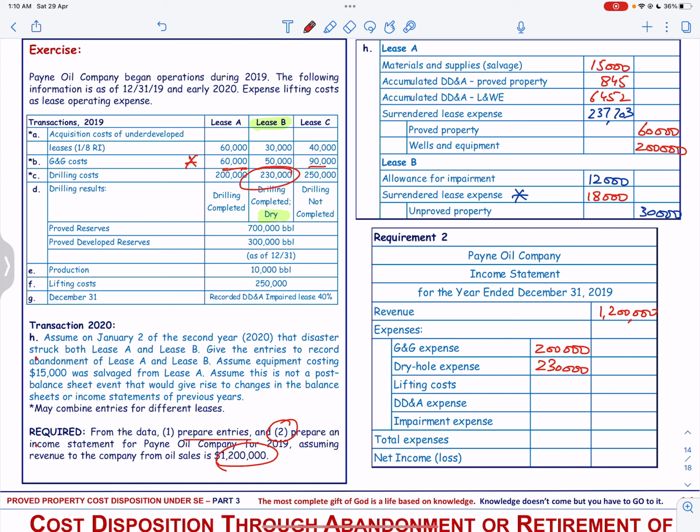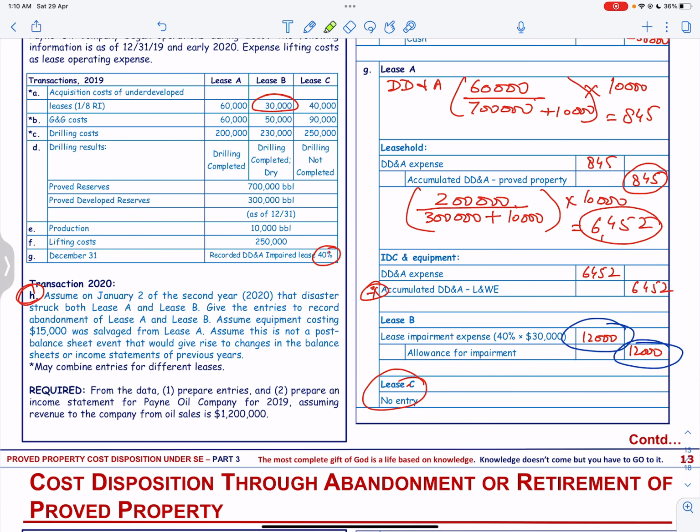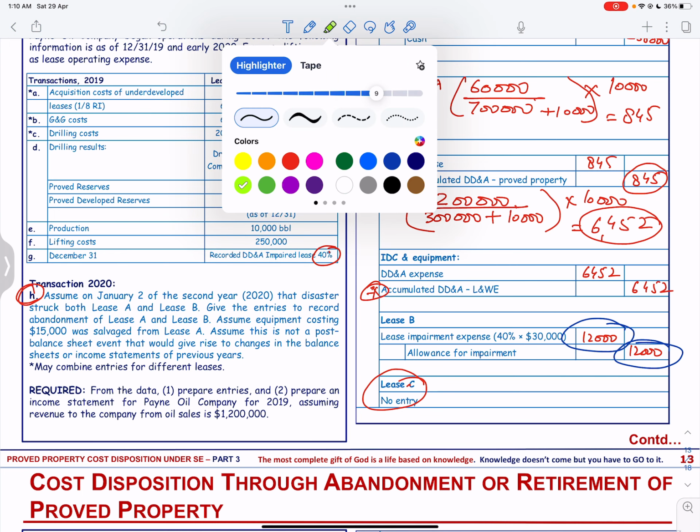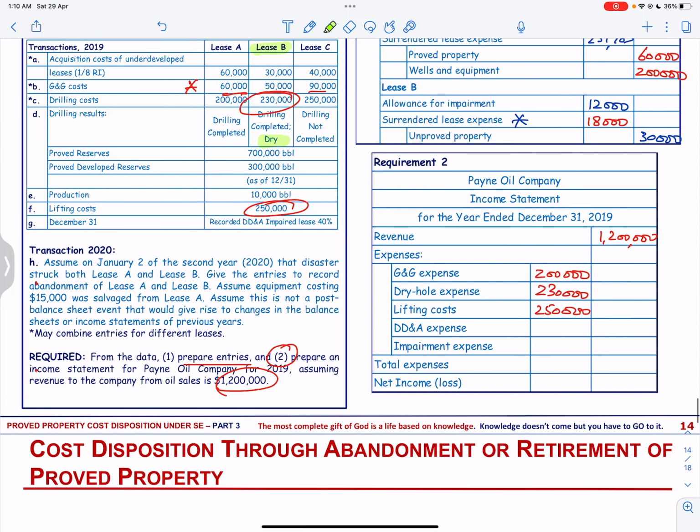Then there was a lifting cost of 250. Then we have the DD&A expense, and there are two expenses in this regard, that is 845 and 6,452, that comes to 7,297.